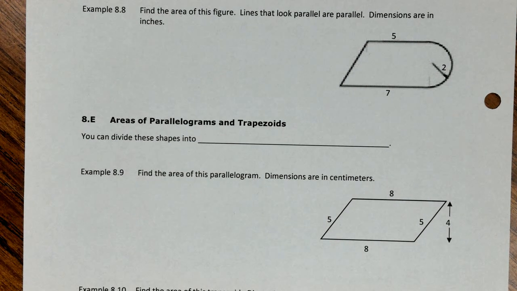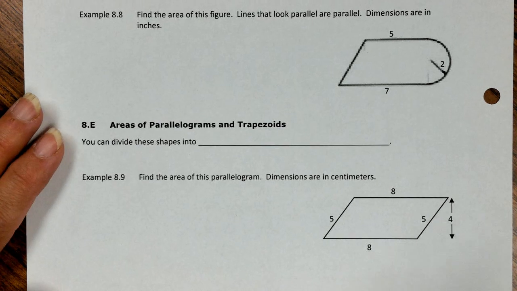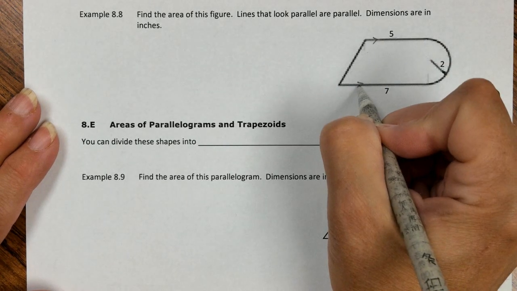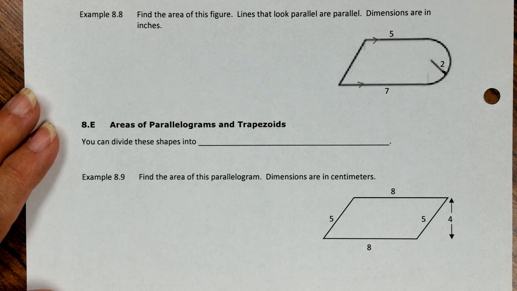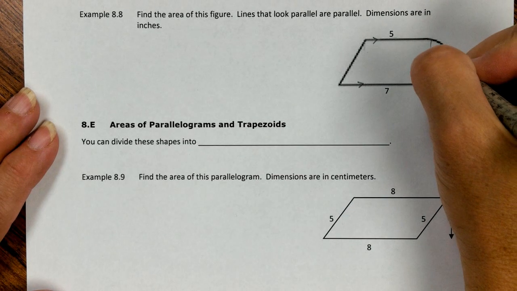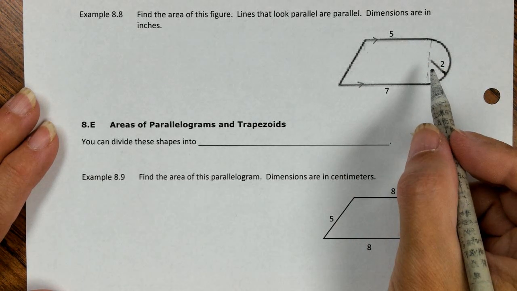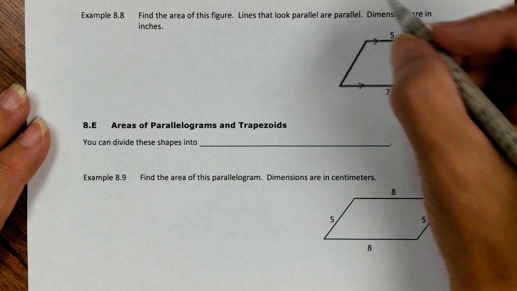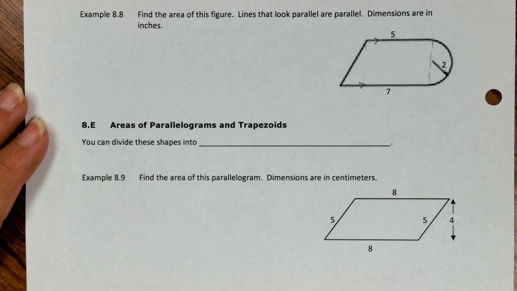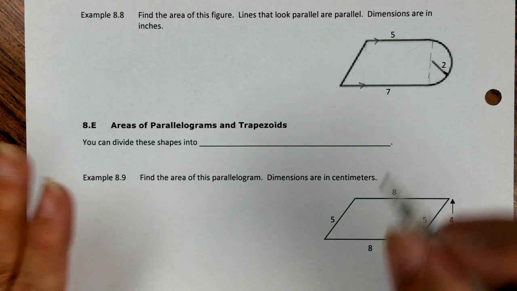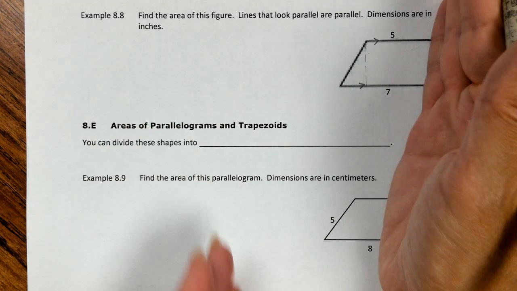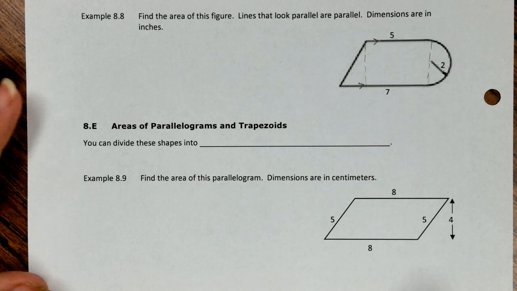Okay, so we're back to finding area in example 8. Lines that look parallel are, I'm going to label that. Those two are parallel. Okay, and the dimensions are in inches. So we have a half circle up against a trapezoid, or we could split this into two triangles, or a rectangle and a triangle. I did two triangles last time. I guess I'll do a rectangle and a triangle this time. And again, you could just do the trapezoid formula with a half circle as well.